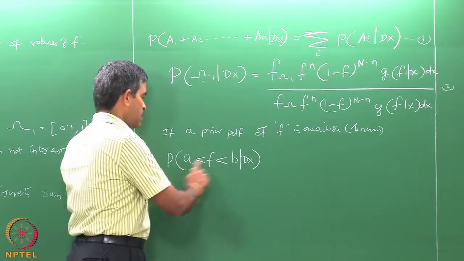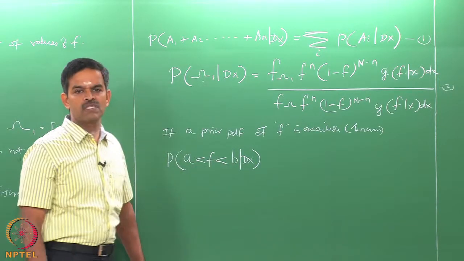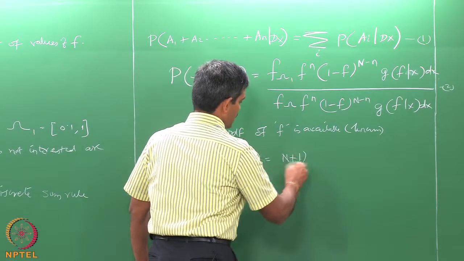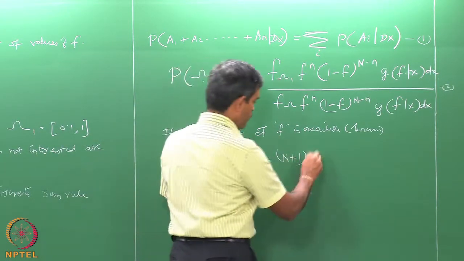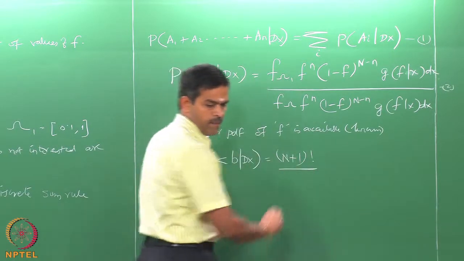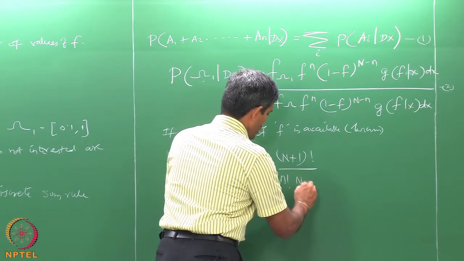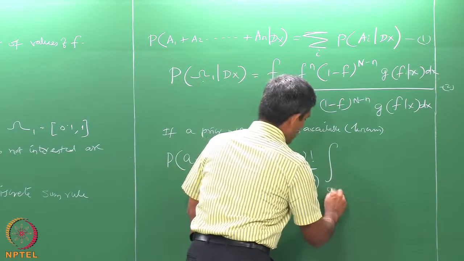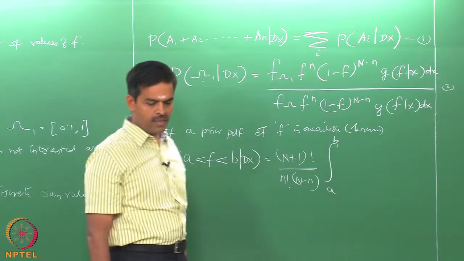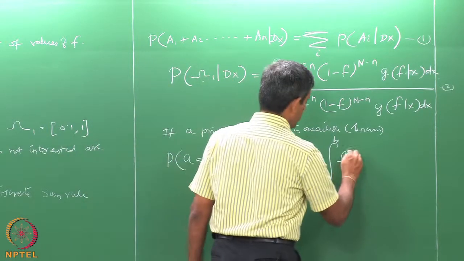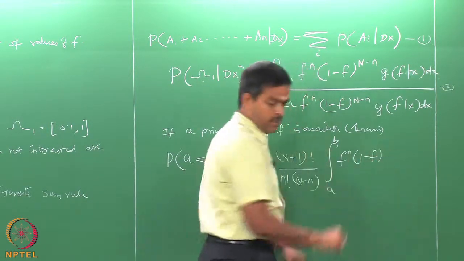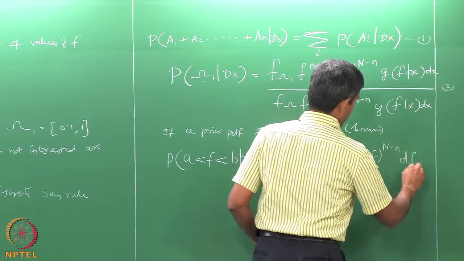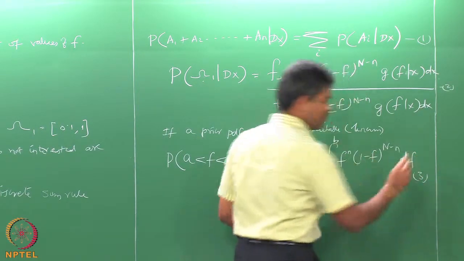Remember, A and B represent specific events as we discussed in the last lecture, which can now be said as (n plus 1) factorial by n factorial (n minus n) factorial, integrating over the limits of interest A to B of f to the power n, (1 minus f) to the power (n minus n), for equation number 3.